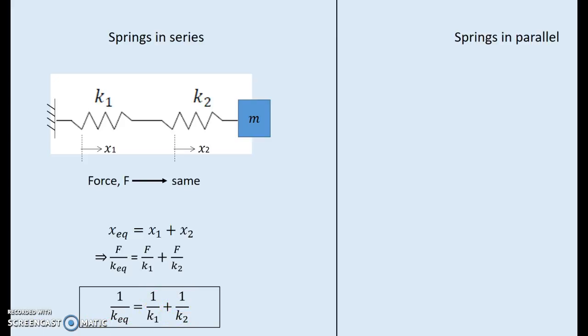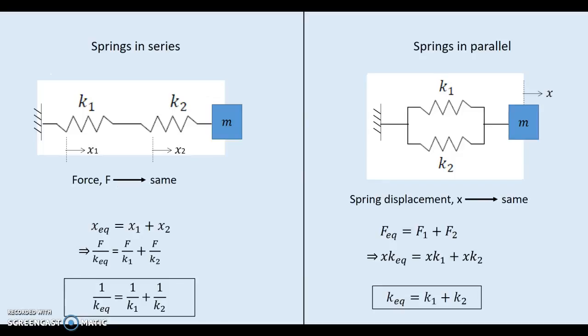1 by K2. Now let's consider another two springs in a system are connected in parallel. In this case, the displacement of the spring are same. However, the force developed in the block is the sum of the force developed in each spring. So we can write F equivalent equal F1 plus F2. Again, from equation 1, we can write x K equivalent equal x K1 plus x K2. Therefore, equivalent spring stiffness for parallel spring can be written as K equivalent equal K1 plus K2.